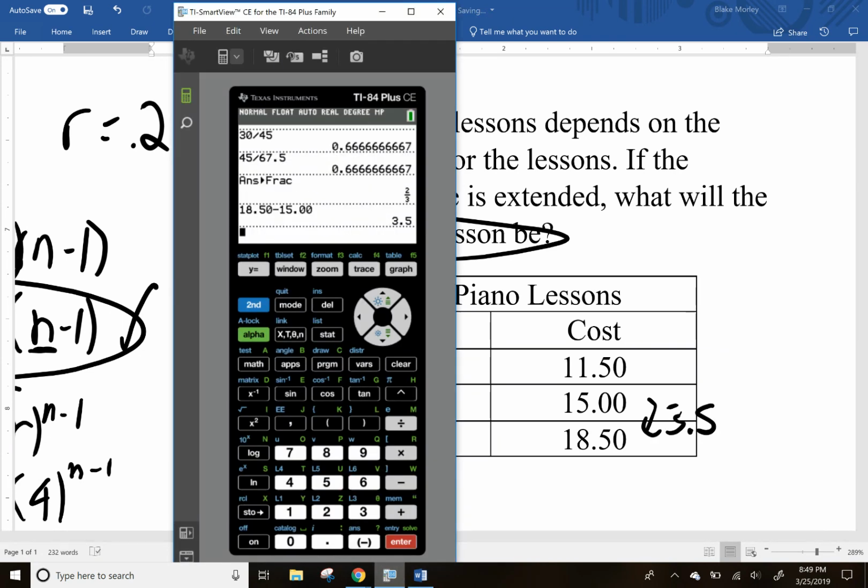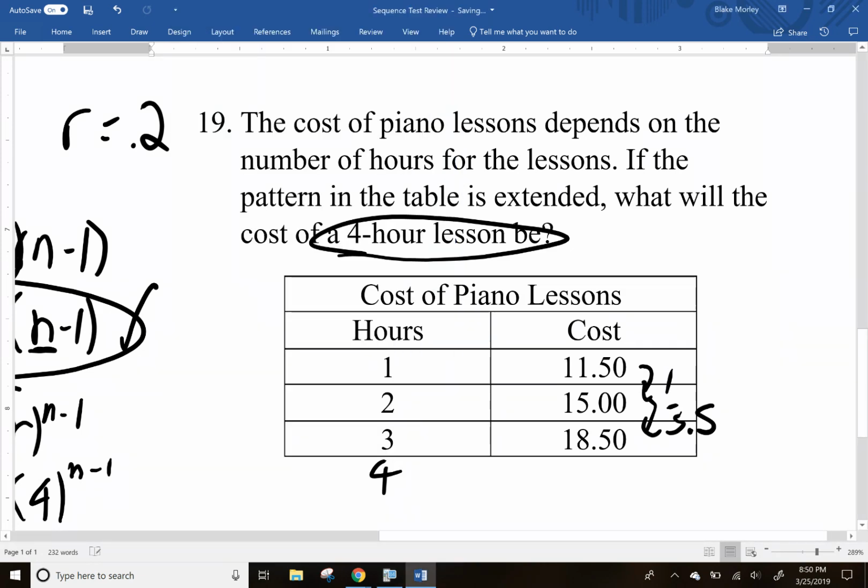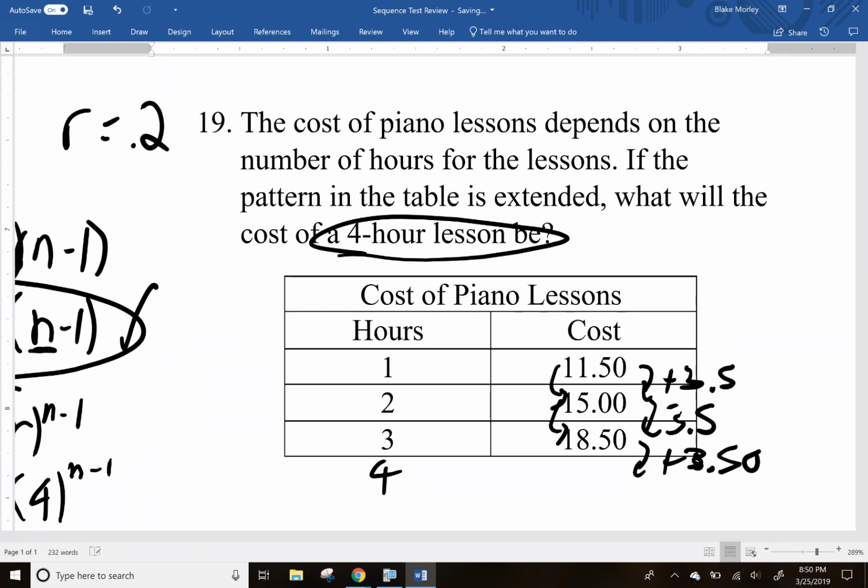But let's test the other one. Let's test $15, subtract its previous, which is $11.50, and I get 3.5 again. Okay, so I'm adding 3.5 every time. It's $3.50 more for every single hour. So if I do one more hour, then I need to add another $3.50. So $18.50 plus another $3.50, whatever that number is, is our total cost for piano lessons.